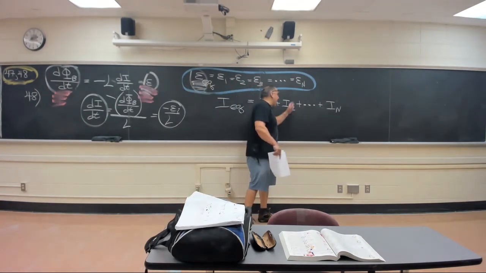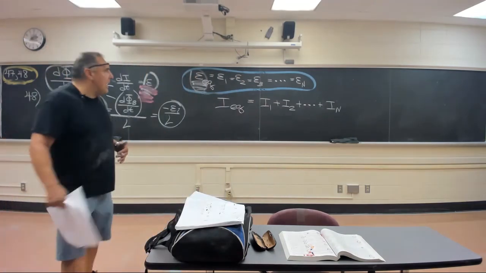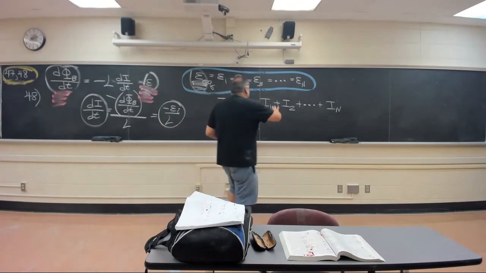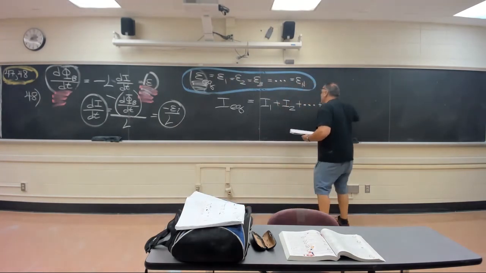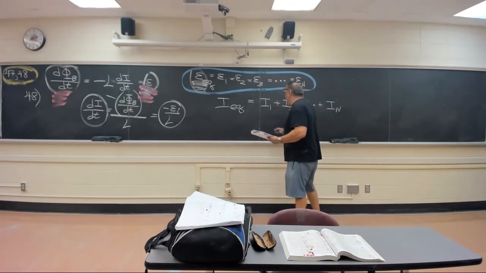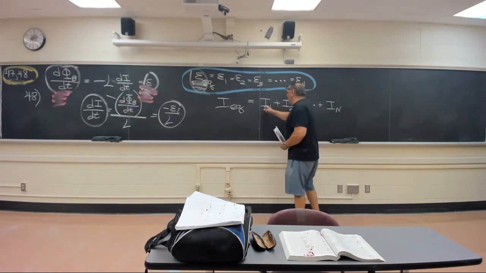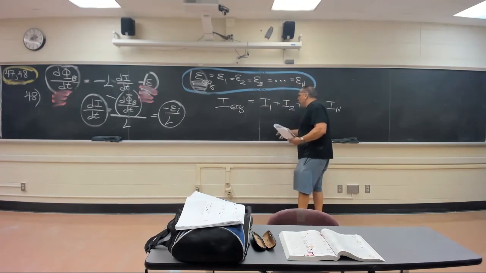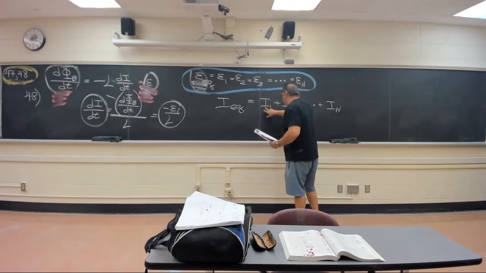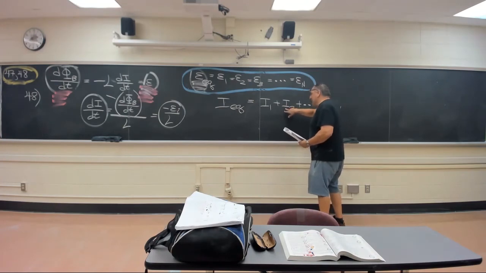Forgive me, it's not the same. Go back here, guys. Forgive me on that one. Wrong. False statement. At a particular instant, there is a current in one of the parallel loops, I sub 1. At that same instant, there is potentially a different current, I sub 2.